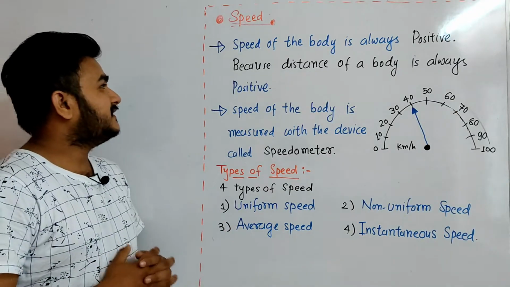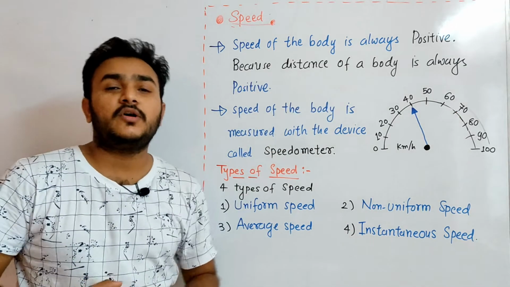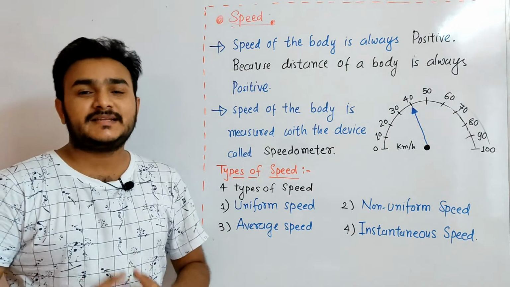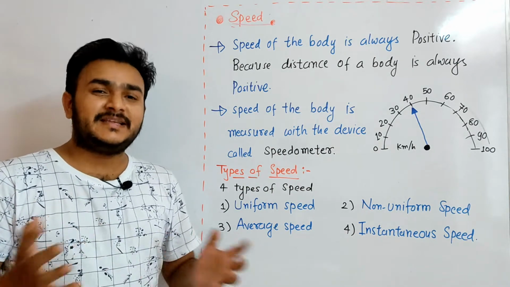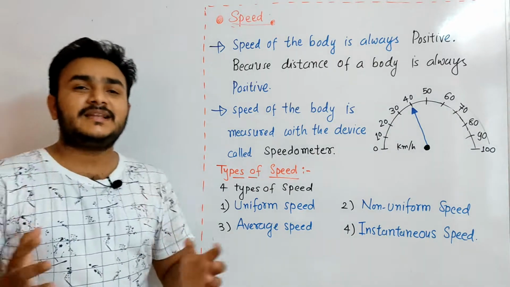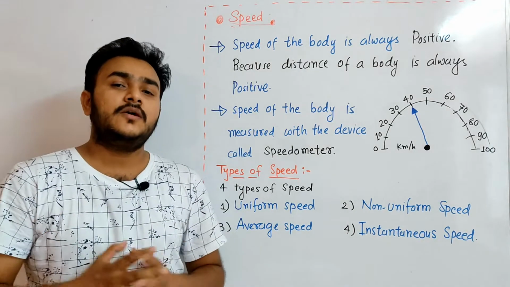Okay, so the next point is that the speed of a body is always a positive quantity, because the distance of the body is always positive. As we know, distance cannot be negative, and distance cannot be zero. If it is zero, then it is the rest condition itself. So distance has to be positive all the time, and that's why the speed of a body is always positive.